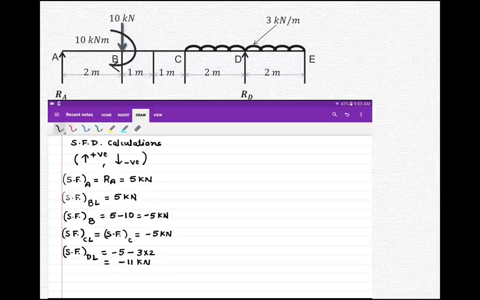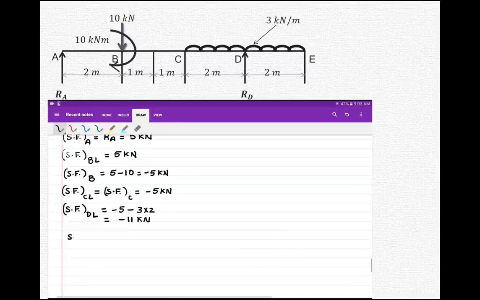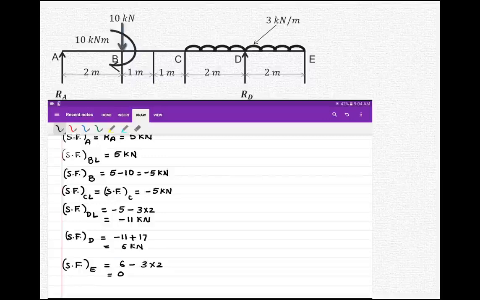Exactly at D we have to take into consideration the effect of reaction RD, which is acting in the upward direction. So that will be equal to minus 11 plus RD. RD is nothing but 17. So it is 17 minus 11, that is 6 kilonewton. And finally shear force at E will be equal to this 6. We have to take into consideration the effect of UDL of 3 into 2, so that is acting in the downward direction.